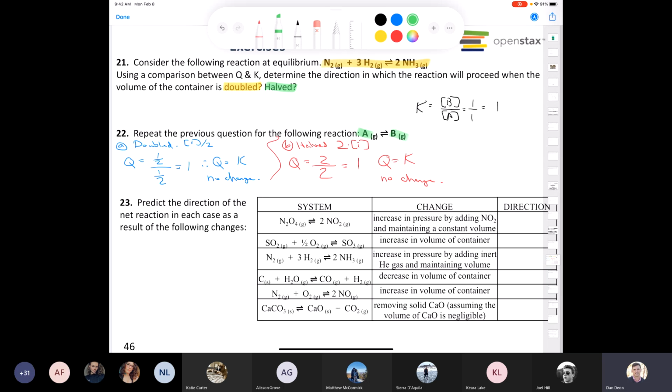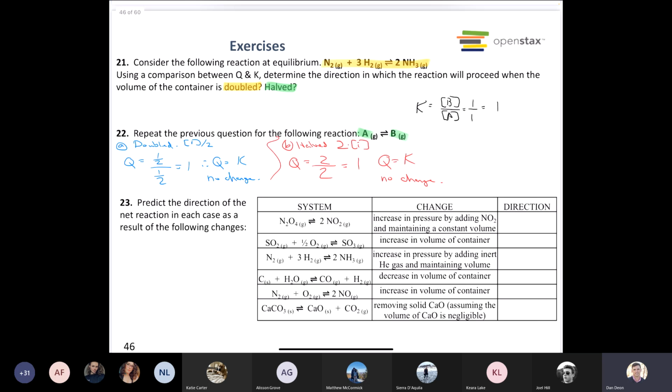Let's take a look at the next one. This is a good question. Just a bunch of different scenarios here. And you can see how this would lend itself easily to a multiple choice kind of thing. Question 23, just have some things here in a table. Let's see here.